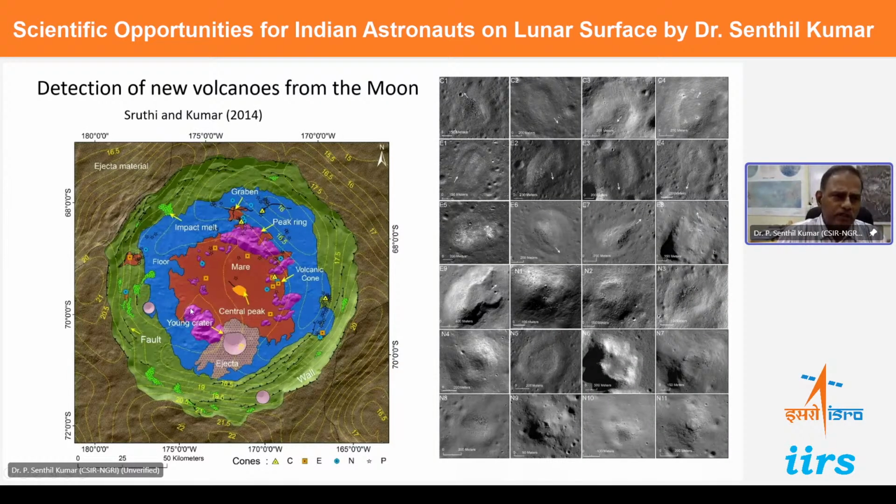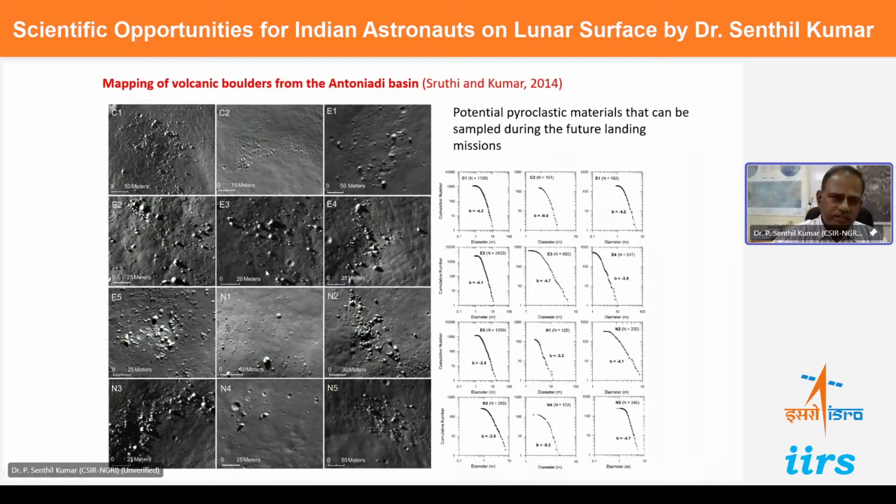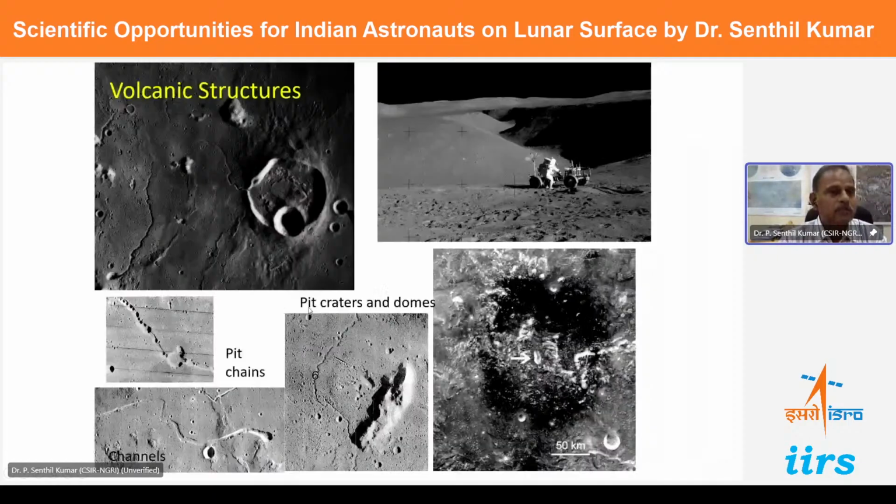And even today, we discover many new volcanoes on the Moon using orbiter data sets. This was one study by us. And even some of the pyroclastic materials, which are possibly produced by explosive volcanic activity, are sitting on top of volcanoes, which can be sampled. And look, there are volcanic structures like rills. These rills are like rivers on the Moon, but this is a flow of lava material that produces this type of structure. Even Apollo 15 landed near one of these rills and collected some samples from them.